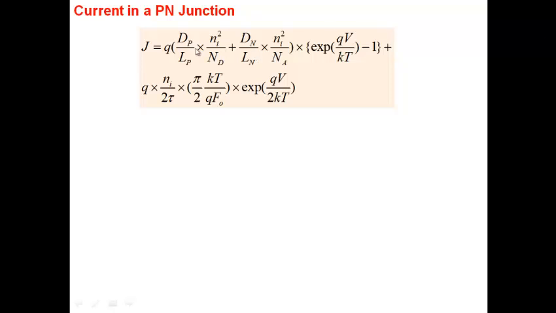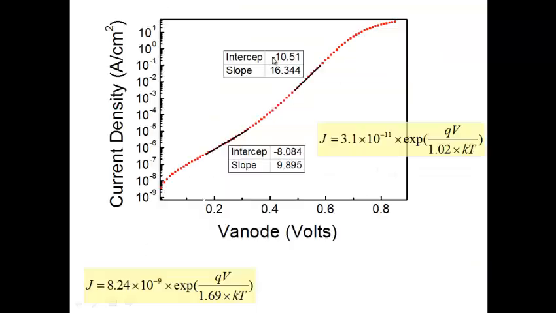So if you fit your forward characteristics, obtain this particular value, and say my reverse current is going to be this one, that's not true. Reverse current is not going to be this one. Reverse current is going to be much larger than that.